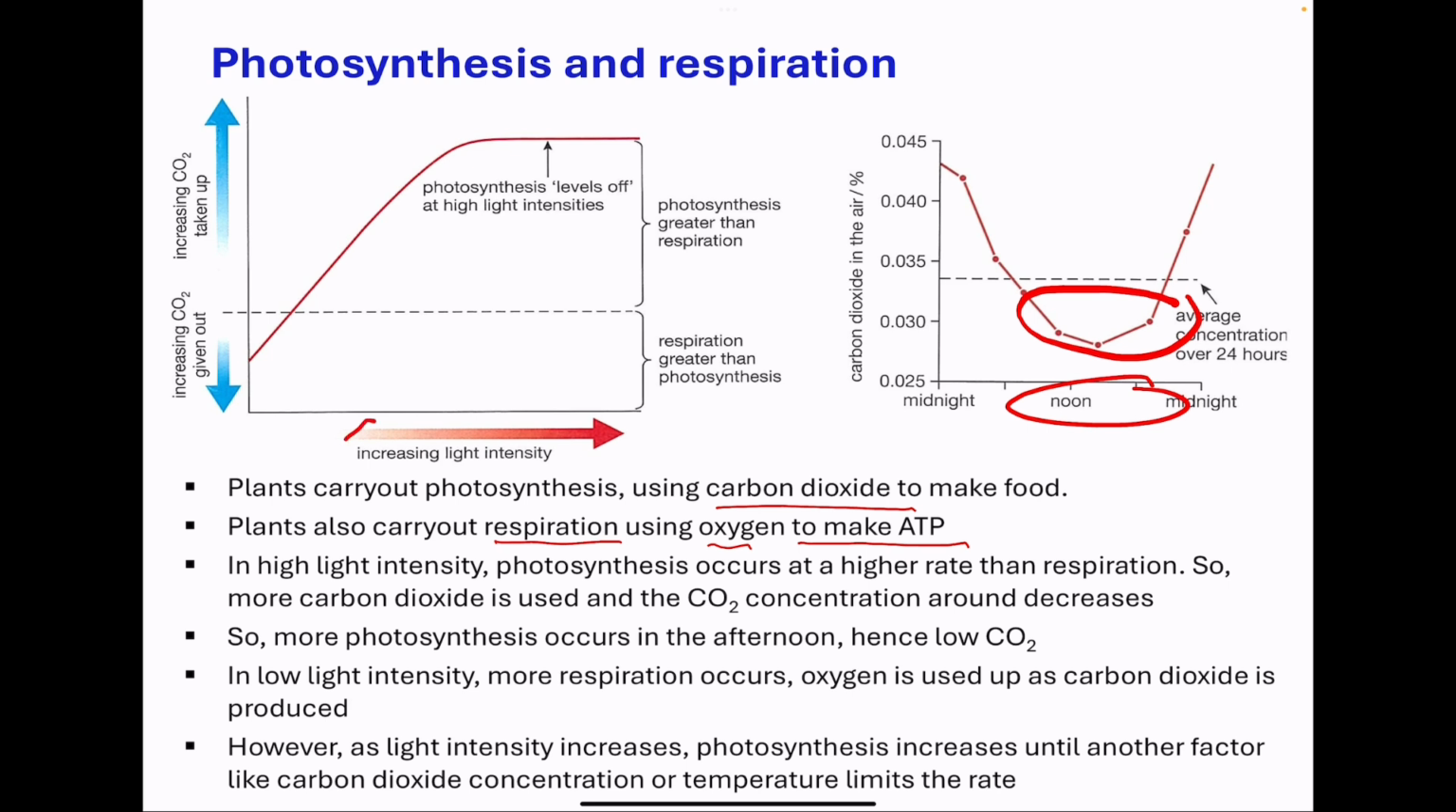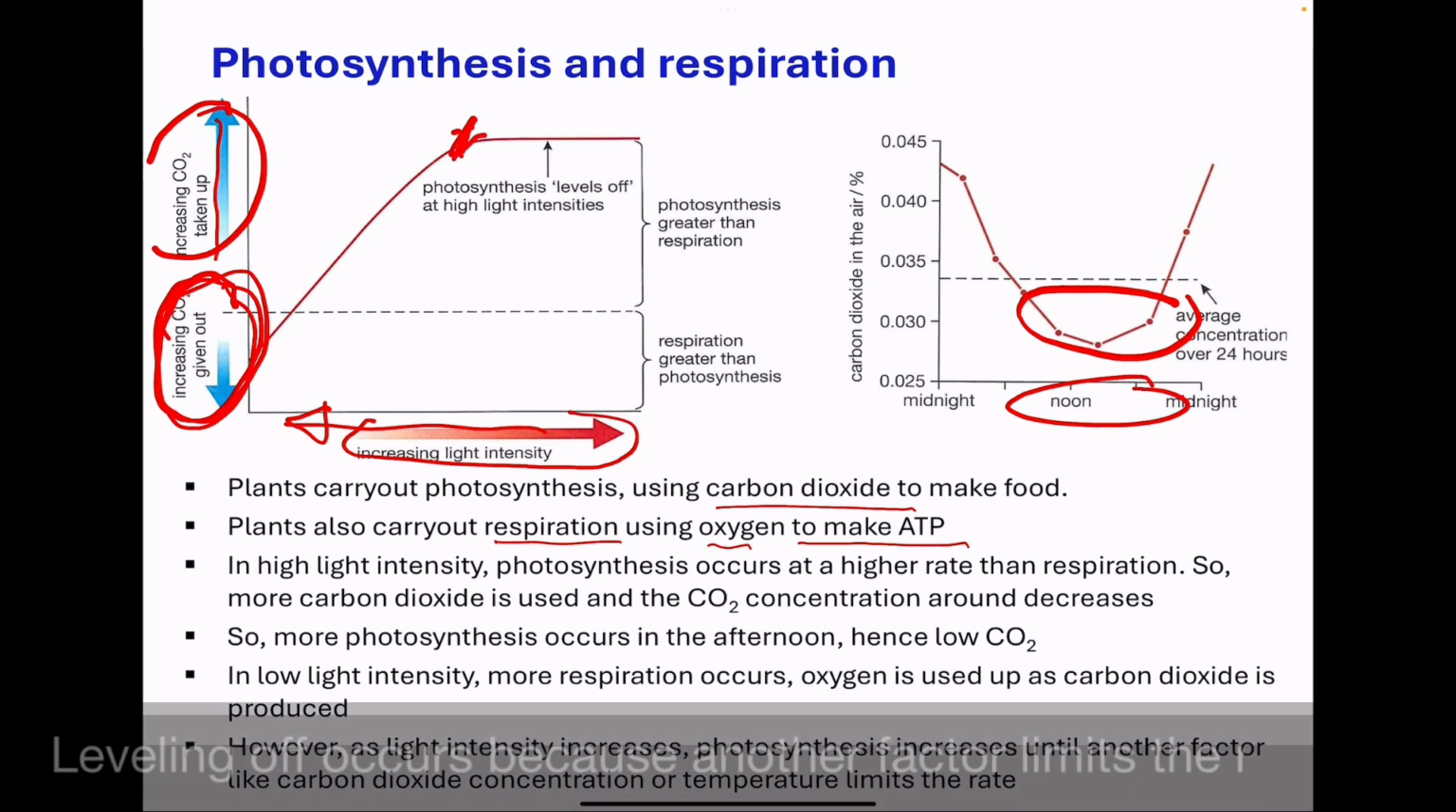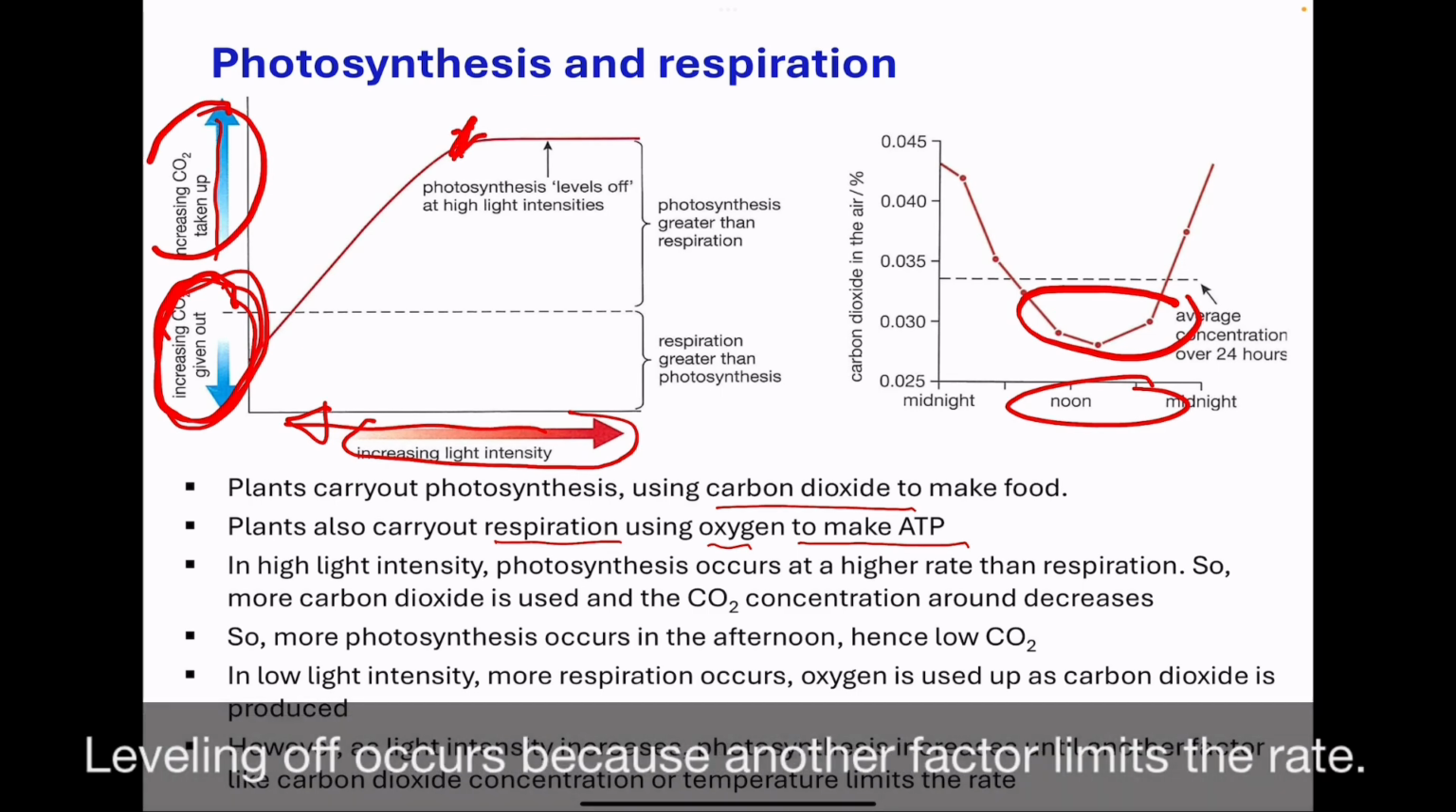Also here we see as light intensity increases, there is going to be more carbon dioxide taken up, and as light intensity decreases, there is more carbon dioxide given out, meaning there is more respiration taking place here, and here there is going to be more photosynthesis as the light intensity increases. This leveling off is going to be due to another factor controlling the rate of photosynthesis, meaning light intensity is no longer controlling the rate, but some other factor is causing the rate to level off.